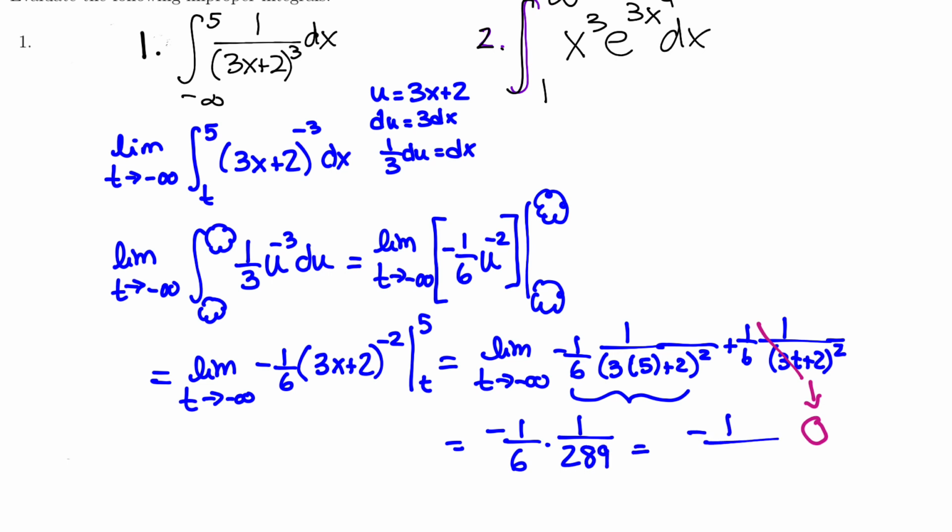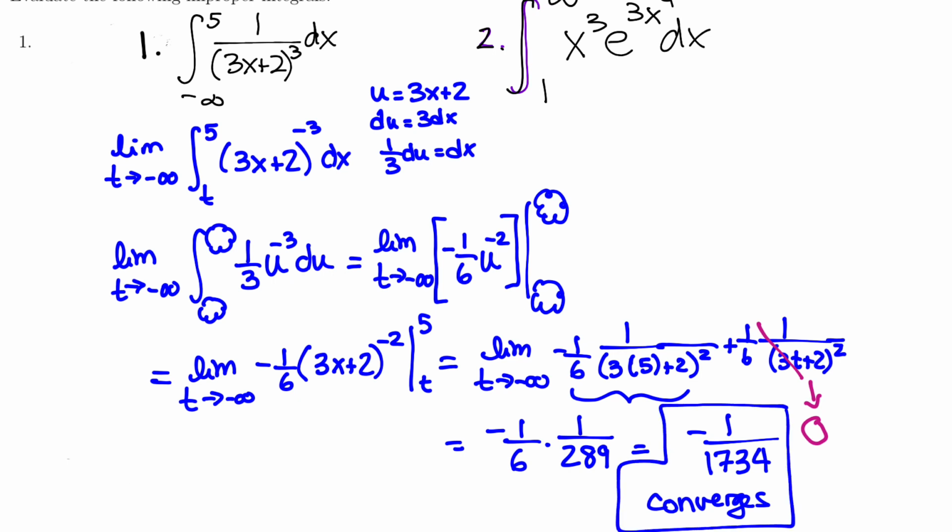And that's actually a really big number. What is that? That's 4, 5, 17, 30, 34. We say that because this is a finite number, this improper integral converges. Okay, the integral converges to this number.